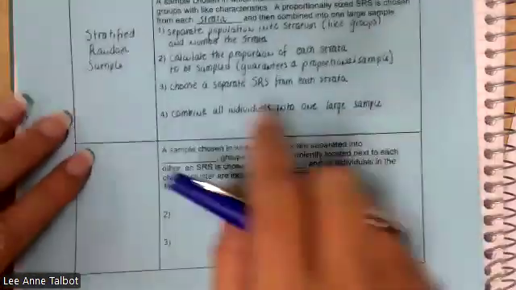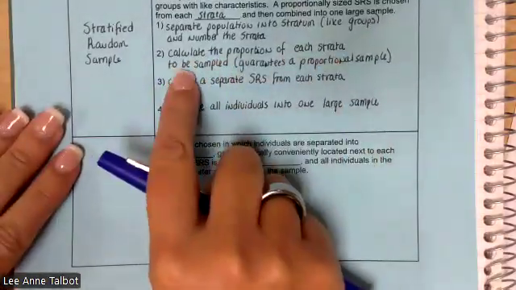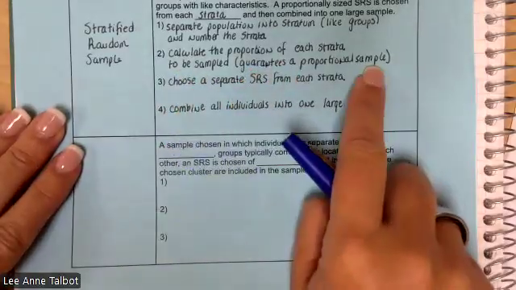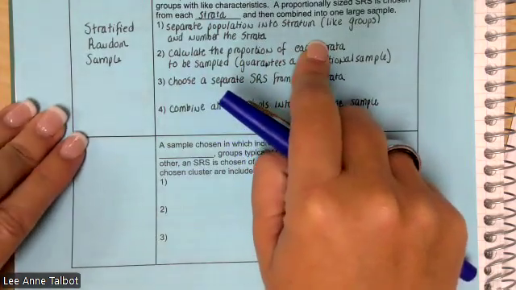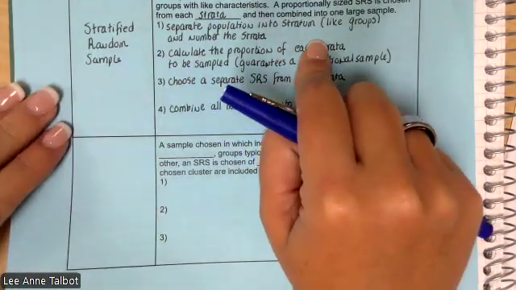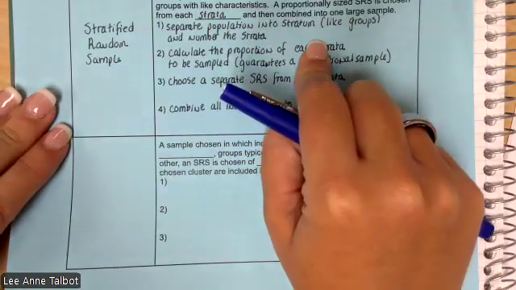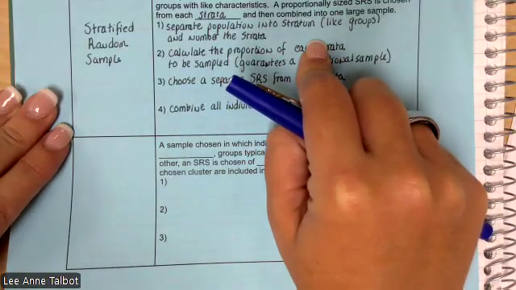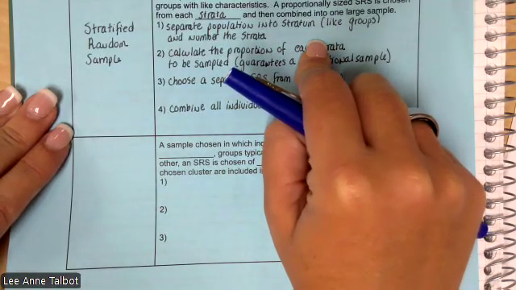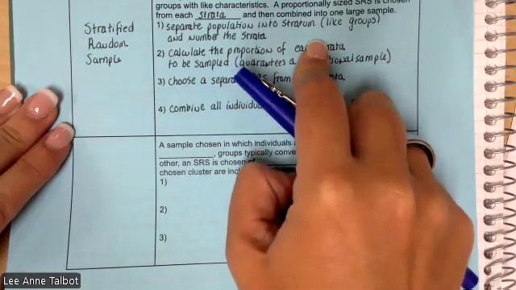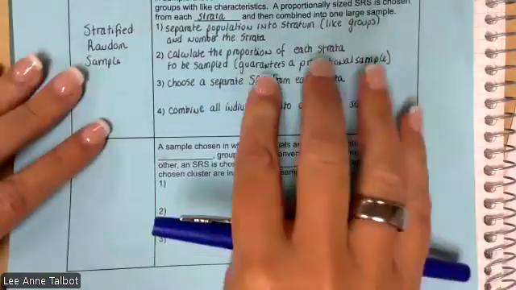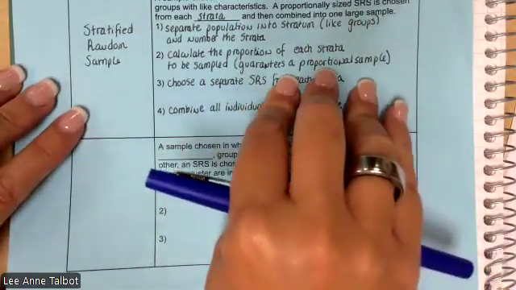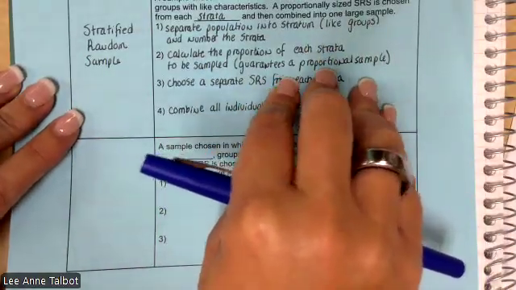Okay. Calculate the proportion of each strata to be sampled. Guarantees a proportional sample. So this is the whole point. Why would we do a stratified random sample? Why would we go through the extra step of grouping? And that's because when we did our sample before, we could have got a bunch of people in the same class, or we could have gotten a bunch of people with a lot of siblings, or a bunch of people with no siblings. This guarantees you kind of that you get a proportion of how many people answered.